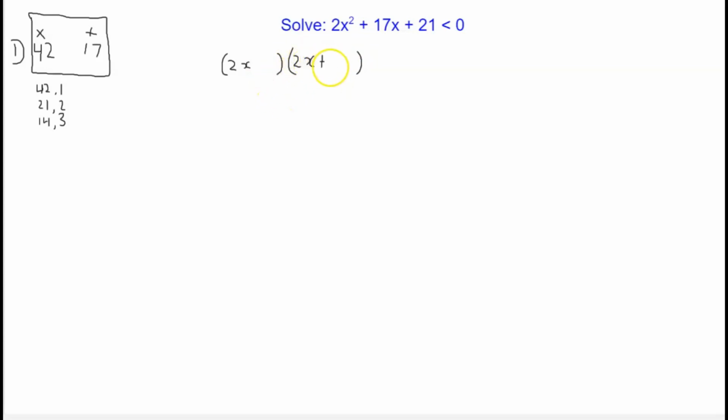So plus 14 plus 3. I can divide this by 2 to give me x plus 7 and 2x plus 3. That's my factorized answer, and now I can find x. So 2x plus 3 is equal to 0, 2x is equal to -3, so x is equal to -3/2. And therefore x here is equal to -7.